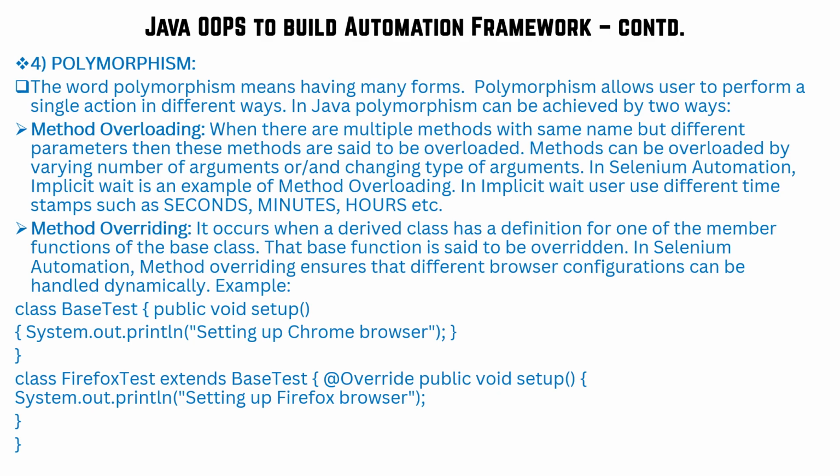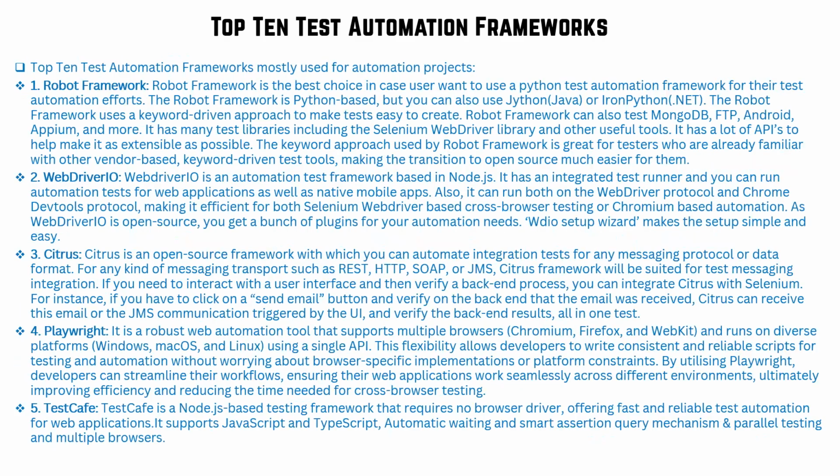And polymorphism has 2 parts: method overloading and method overriding. Method overloading we have already seen, like driver.findElement, By.name, By.className, all this stuff. Implicit wait, right, second, minute, hour. Method overriding: suppose you are creating something in the parent class, but if you want to override it in the child class, you can do it like that. Some implicit wait or some browser specific configuration setup, all this part you can override at the child class level or the page class level.